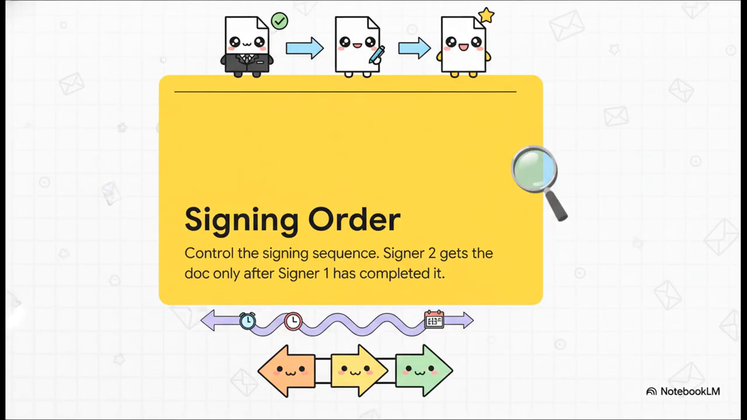Now check this out, because this slide highlights a really powerful feature for more complex workflows, signing order. See, by default, the document goes to everyone at the same time. But imagine a manager has to approve a proposal before it goes to the client. By enabling signing order, you create a sequence. The system will send it to the manager first. Then it'll just wait. It holds the document until the manager signs. And only after that signature is done will it automatically forward it to the client. This totally automates your approval chain and makes sure everything is followed to the letter.